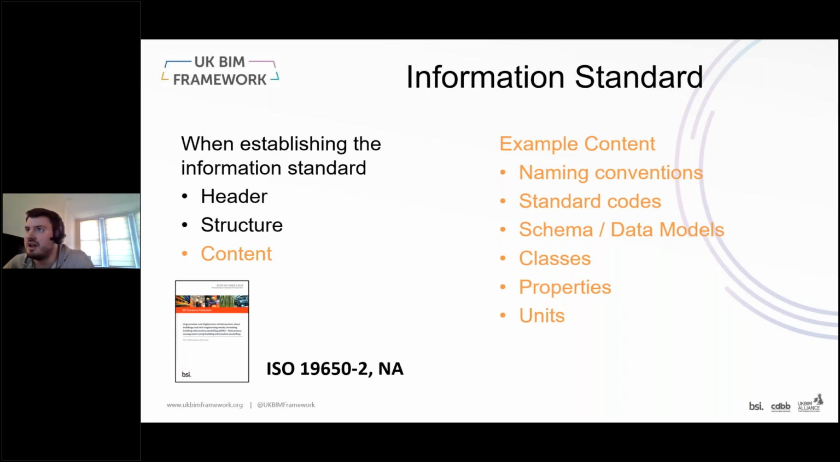So there's an awful lot of content that could appear within the information standard, which supports the ask of what's in the exchange information requirements, as well as any of the methods and procedures that are produced as part of the information production methods and procedures.